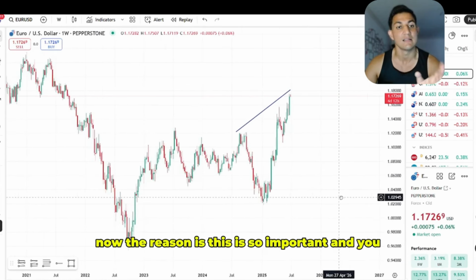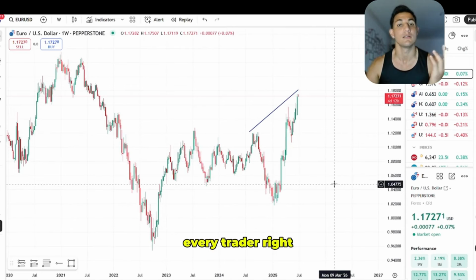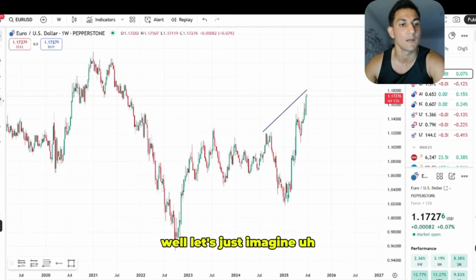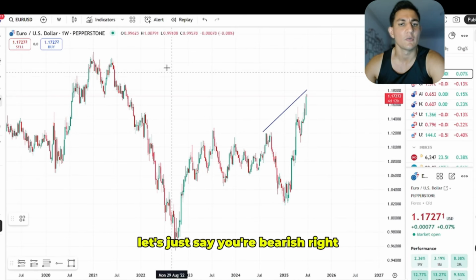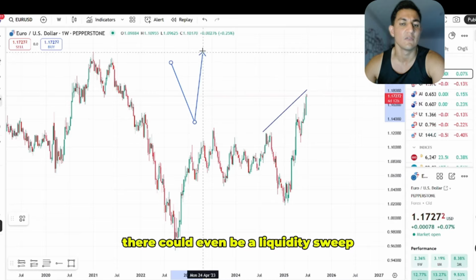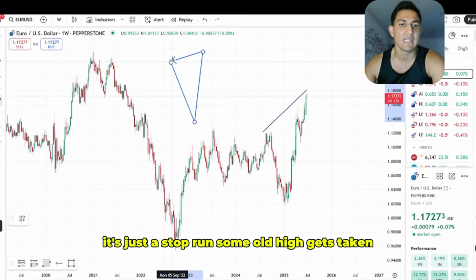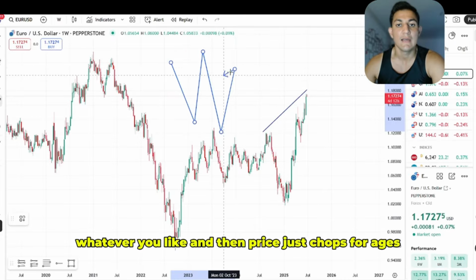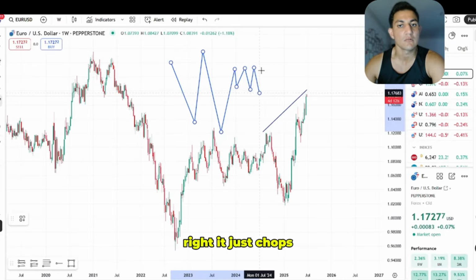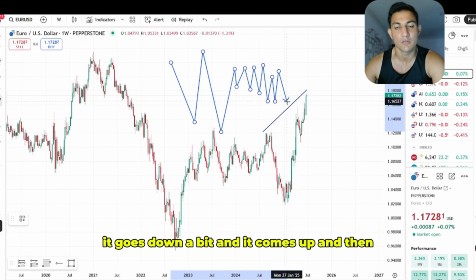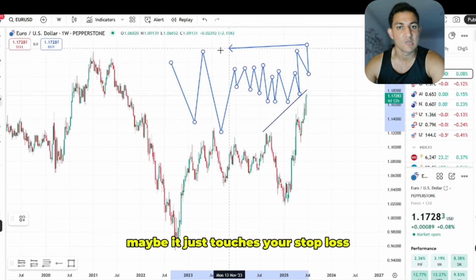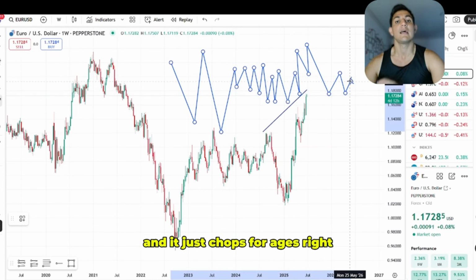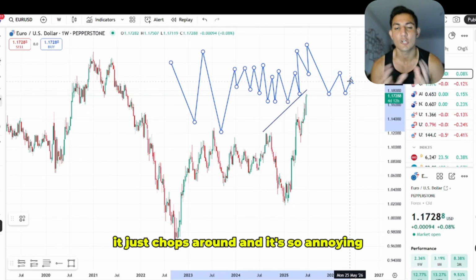Now the reason is, and this is so important, every trader who's traded has had this, right? Let's just imagine you're bearish. There's some sort of bearish fair value gap. There could even be a liquidity sweep. If you know what a liquidity sweep is, it's just a stop run. Some old high gets taken, price goes off. There's lots of fair value gaps. You enter into your trade, let's say at a fair value gap, order block, Fibonacci, whatever you like, and then price just chops for ages, right? It goes down a bit, and it comes up, and then maybe it just touches your stop loss and then just chops for ages. Price just consolidates. It does nothing, it just chops around, and it's so annoying.